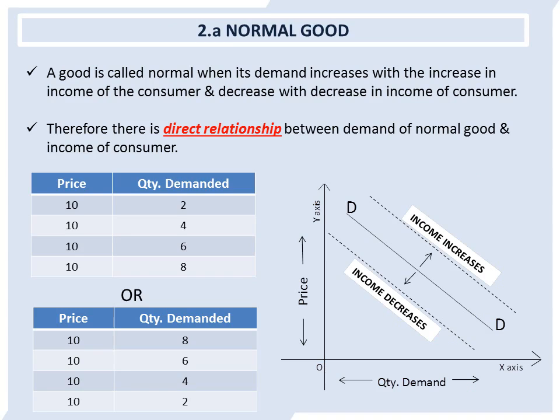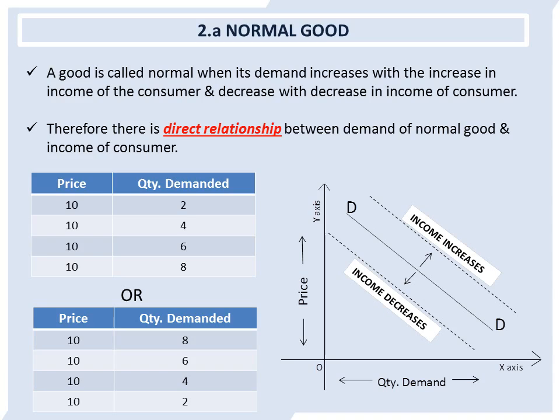How will you categorize a thing as a normal good or as an inferior good? We cannot say that above this price this is normal or less than this price this is inferior. So how do we define these things? The first point says a good is called normal when its demand increases with the increase in income of the consumer and decreases with decrease in income of the consumer. Therefore, there is direct relationship between demand of normal good and income of the consumer.